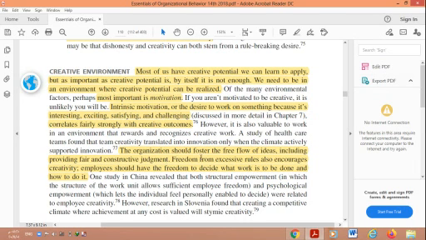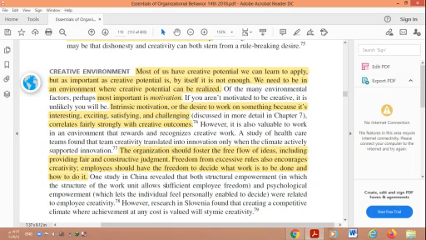Okay. The organization should foster the free flow of ideas, including providing fair and constructive judgment. Freedom from excessive rules also encourages creativity. Employees should have the freedom to decide what work is to be done and how to do it. So the organization should do the following: provide fair and constructive judgment, and freedom from excessive rules, which encourages creativity and will lead to creative outcomes.